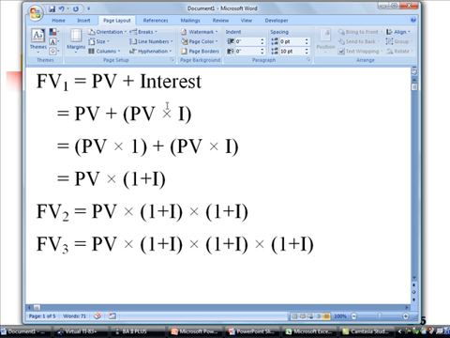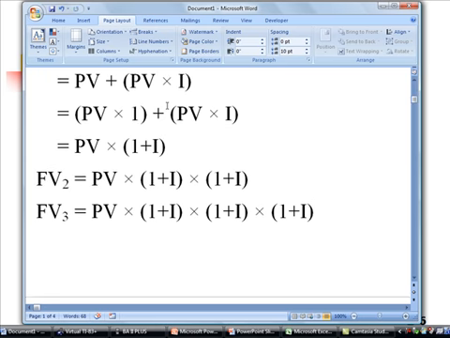Hopefully you see a pattern here. Hopefully you see that to find the future value after any number of years, we just take the initial amount, the present value, times 1 plus I times 1 plus I times 1 plus I, however many years we've got in there. Now of course we don't want to keep writing these 1 plus I factors out so many times, so a shortcut notation would be as follows.